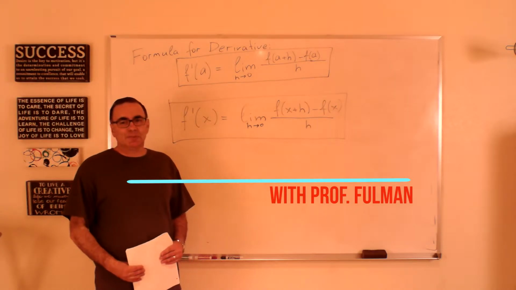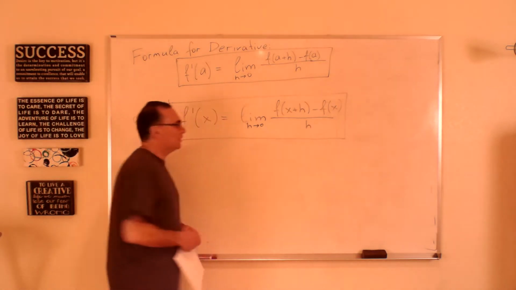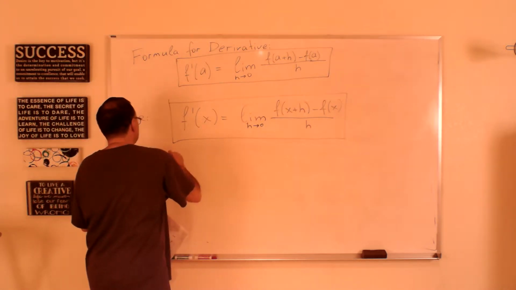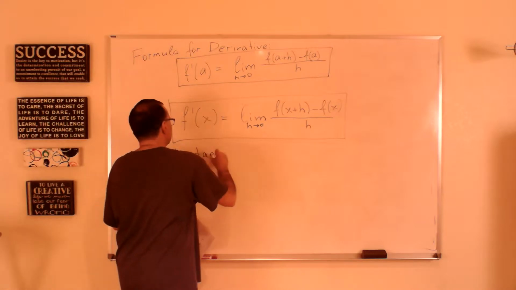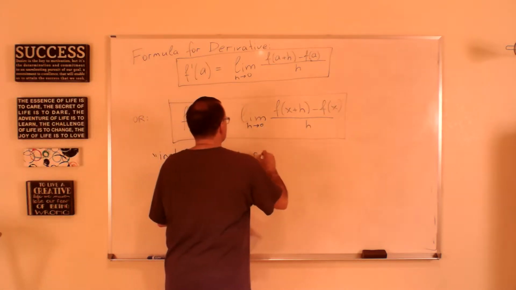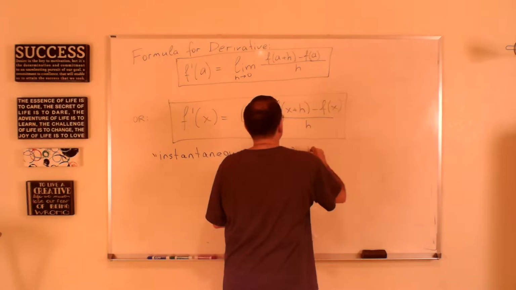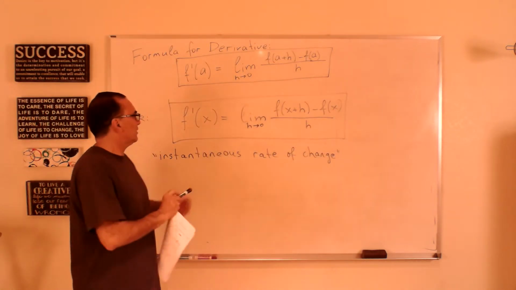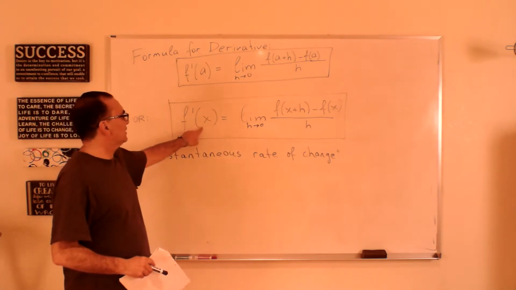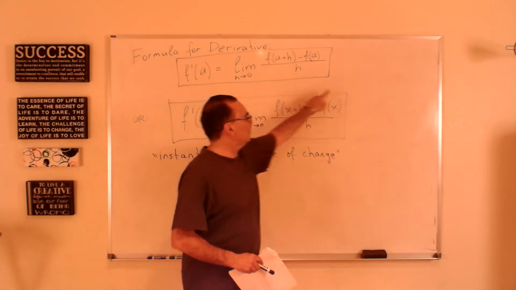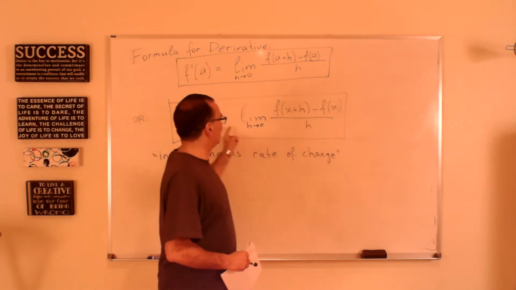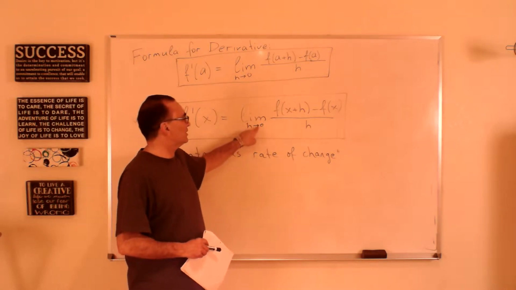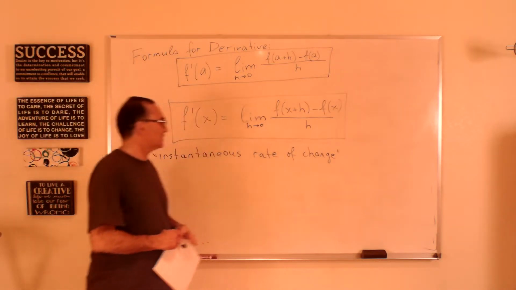Also, the derivative is called with a different name, and this name is instantaneous rate of change. Why is it called so? Because from this formula you can see that derivative is the limit of what we previously called average rate of change. So derivative is the limit of the average rate of change. And the limit is taken as h approaches 0, which means the length of the interval approaches 0.